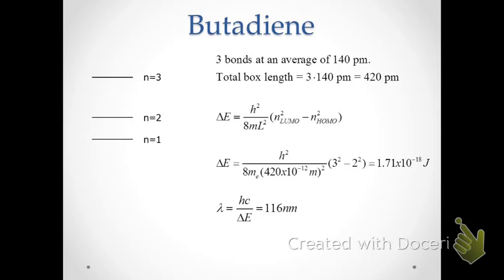We calculate the wavelength associated with that. It comes out to 116 nanometers, which is in the ultraviolet region of the spectrum. So the butadiene does not have any color associated with it. This would be the longest wavelength, lowest energy transition, at least according to this particular rather simplistic model. But it does predict that we won't have any visible absorption, which means there will be no color associated with this particular molecule.